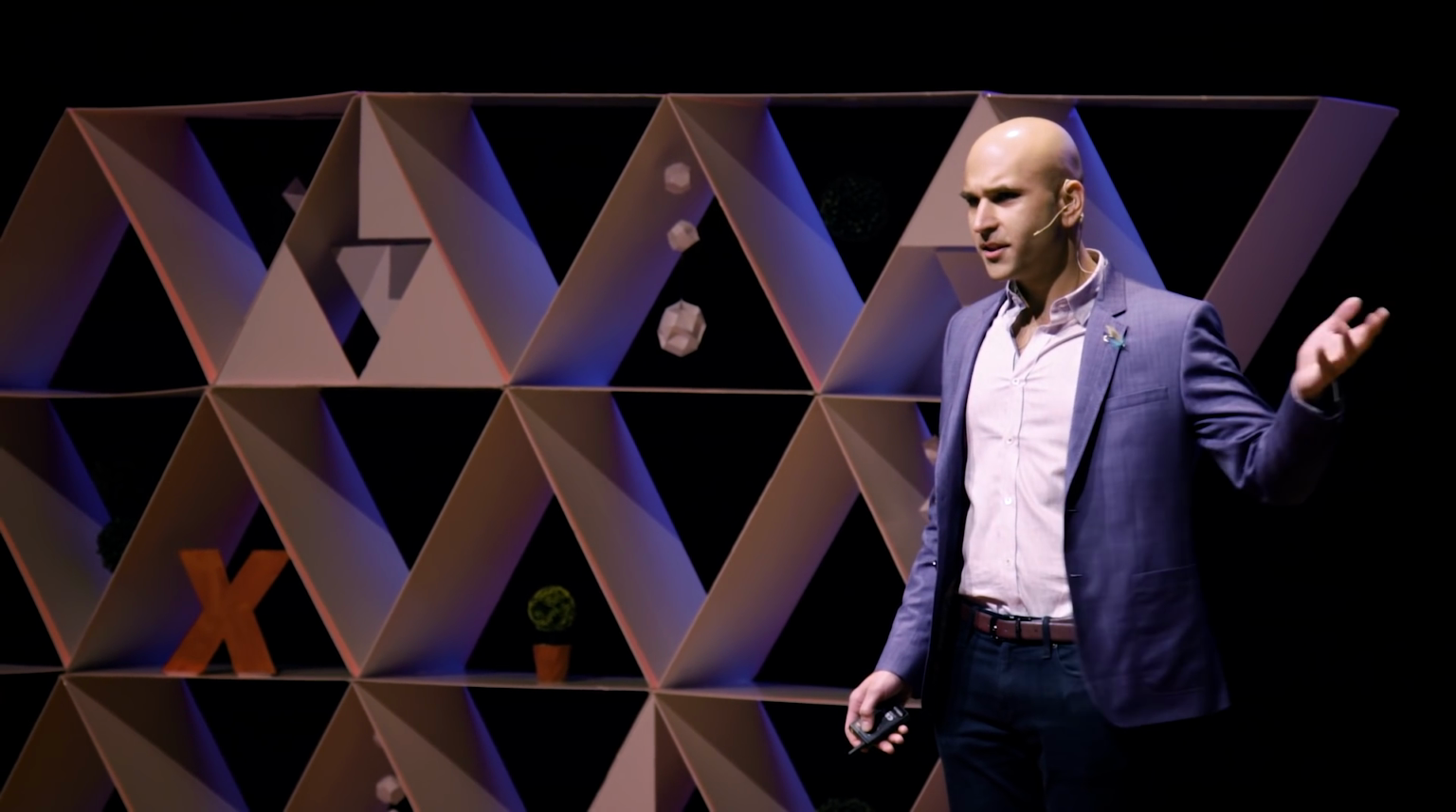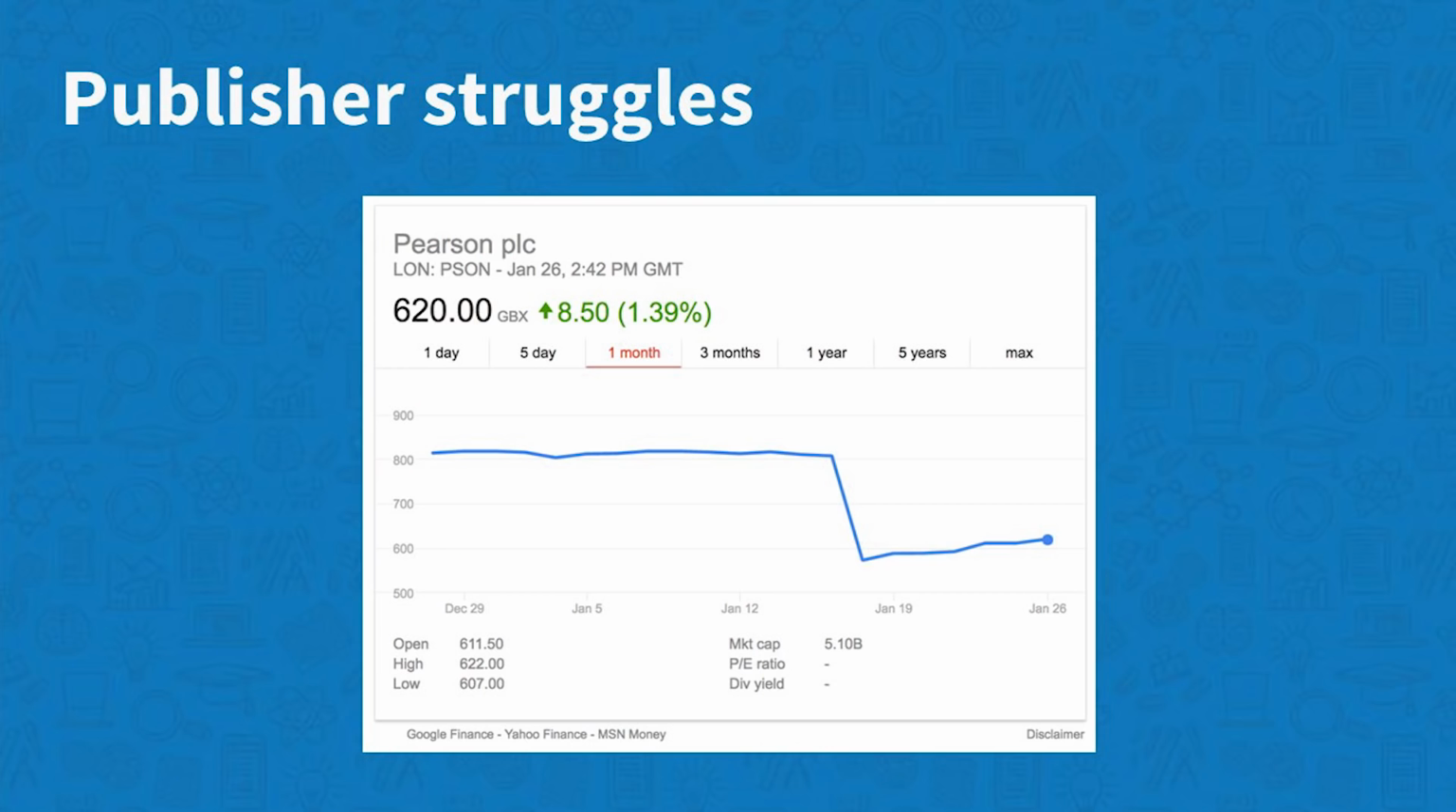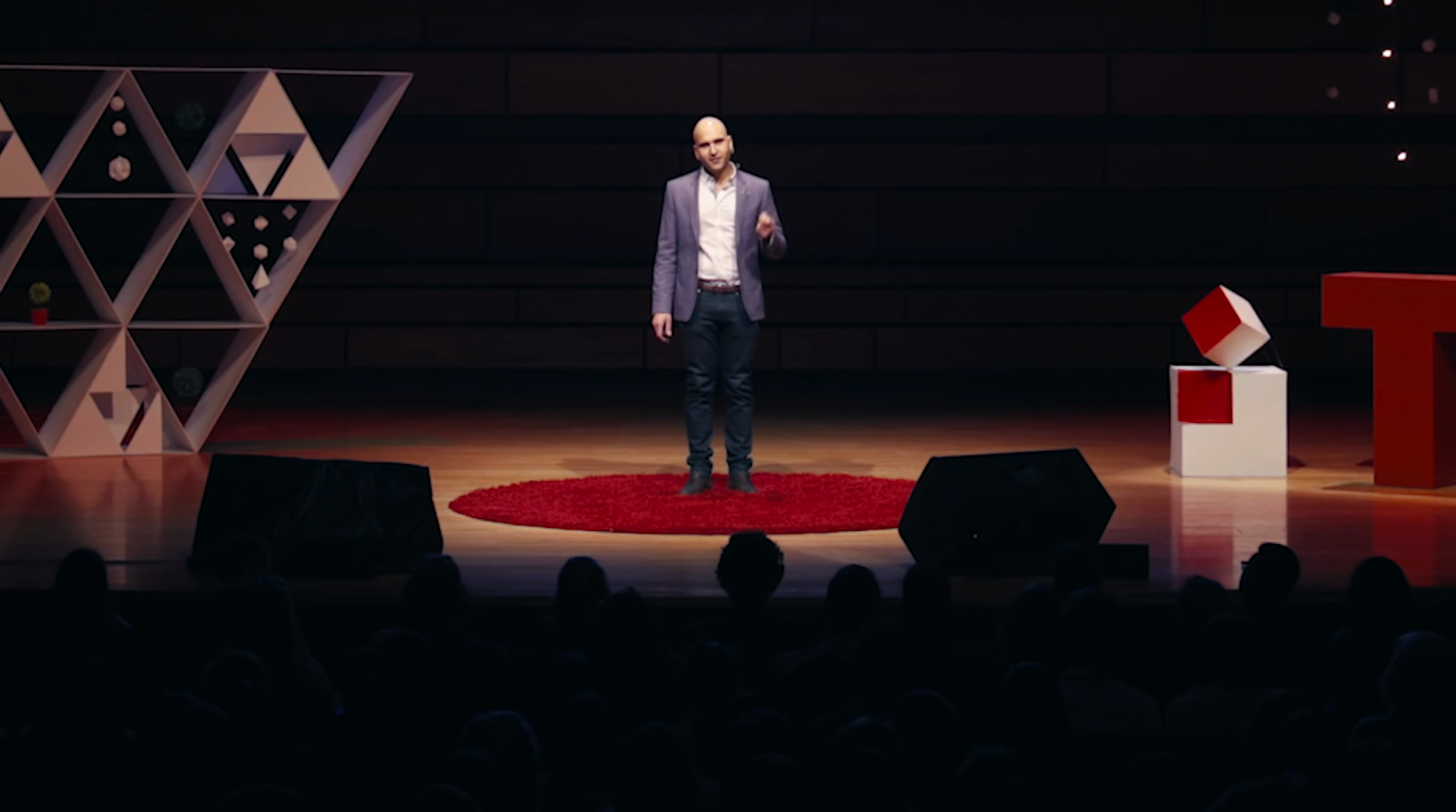Now, you would think that with this agency cost and with these rising prices, these textbook publishers must be making a killing, right? Well, here's Pearson's stock price. And you can see that big dip. It dipped 30% in a single day 10 days ago.